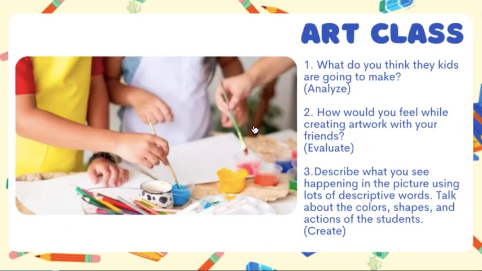The next picture shows students in art class. What do you think the kids are going to make? This is Analyze under Bloom's taxonomy. How would you feel while creating artwork with your friends? This is Evaluate. And describe what you see happening in the picture using a lot of descriptive words. Talk about colors, shapes, and actions. This is Create.